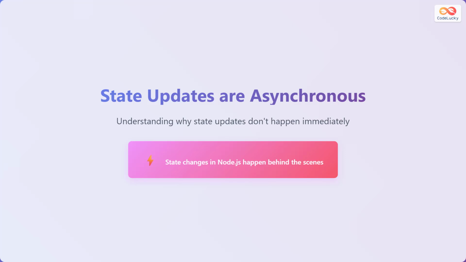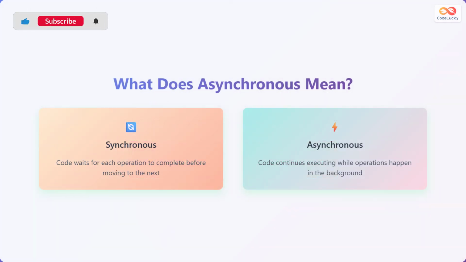Let's discuss how state updates are asynchronous. We will explore why state updates don't happen immediately in Node.js applications. Let's clarify what asynchronous means in the context of Node.js. Synchronous code waits for each operation to complete before moving to the next step. On the other hand, asynchronous code continues executing while operations happen in the background, allowing for non-blocking execution.